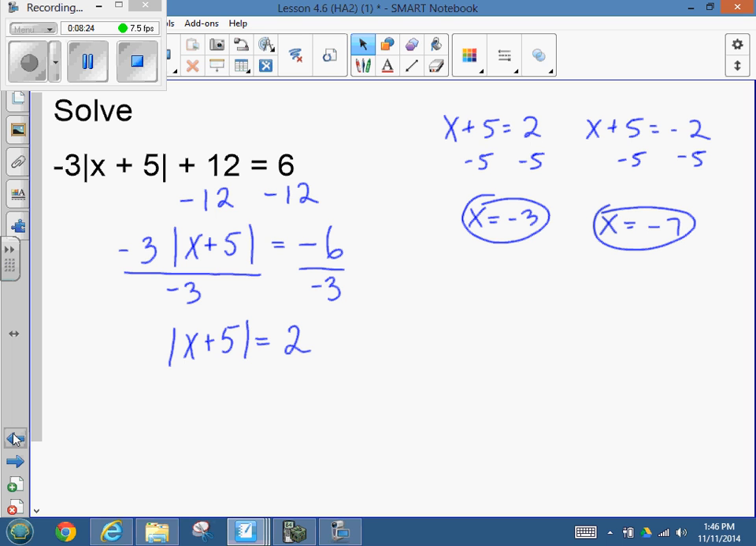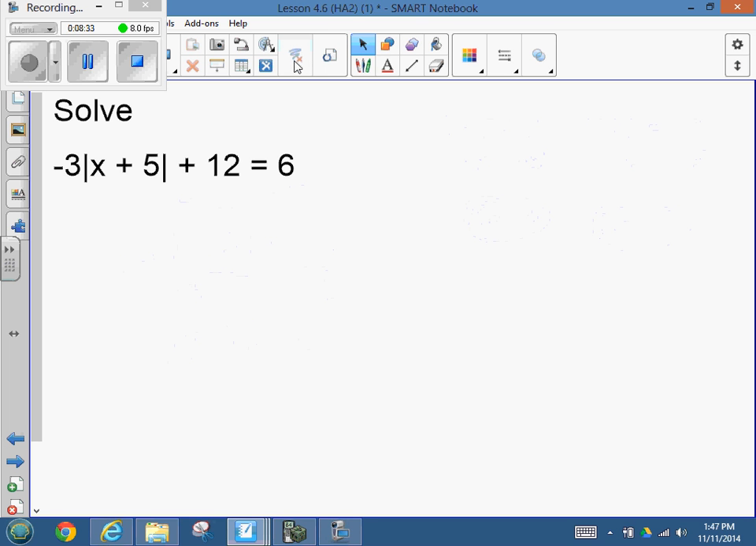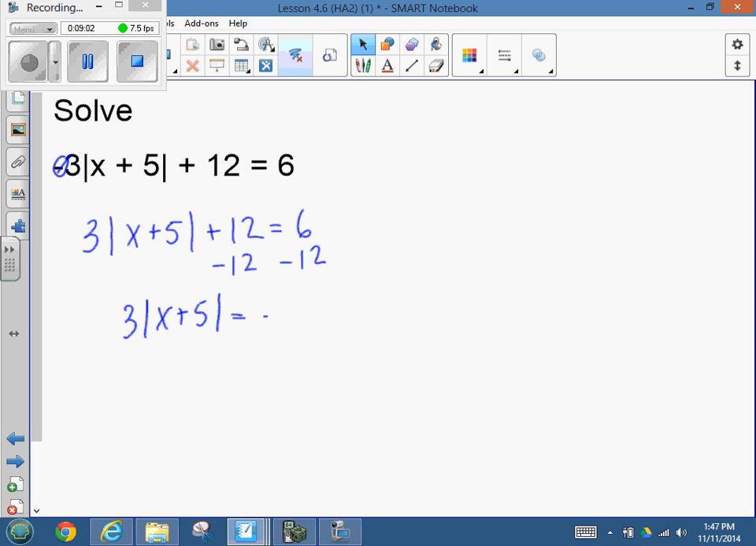Before I move on to the next example, I want you to consider one variation on this example. I'm going to clear this work off, and I want you to consider what would happen if there was no negative here. If instead we had 3 times the absolute value of x plus 5, plus 12 equals 6. Really the only thing I did was take this negative and get rid of it. What would happen here? We would still isolate the absolute value by subtracting 12 from both sides, and we would get negative 6 once again. And we're going to divide by 3.